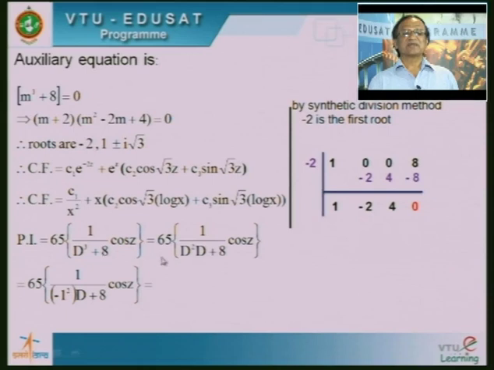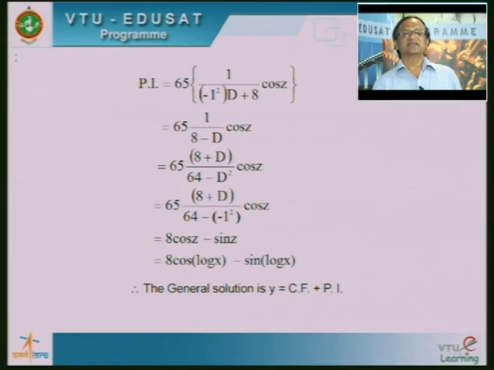That is why this can be written as 65 times 1 divided by D square into D plus 8, since D cube can be written as D square into D. Now, I have obtained a D square. Here D square can be replaced by minus a square, and a means 1. So, it can be replaced by minus 1 square. What have I written here? 65 is a constant, written as it is, 1 divided by minus 1 whole square D plus 8 into cos z. So, it becomes 8 minus D. After simplification, 65 into 1 divided by 8 minus D cos z.